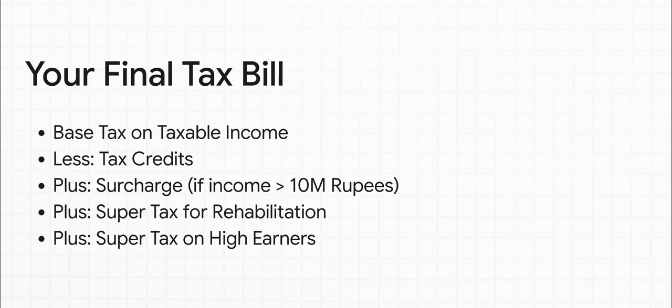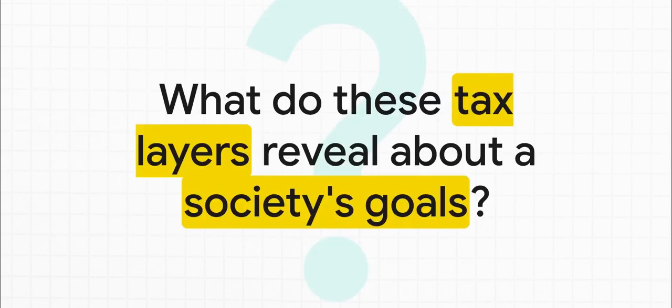That's the complete formula. You know, all of this brings us to a much bigger idea. A tax system isn't just about numbers and rules on a page. It's a story. It's a reflection of a society's priorities and its goals. So when you see a system built with so many different layers, with credits, with surcharges, and with super taxes all aimed at high earners, what story do you think that's telling?